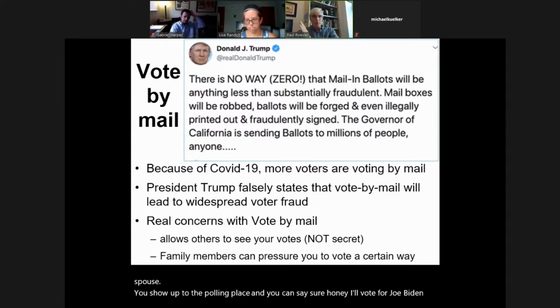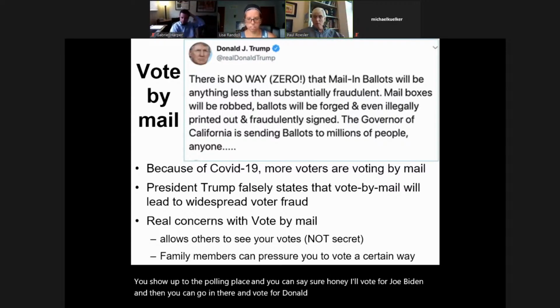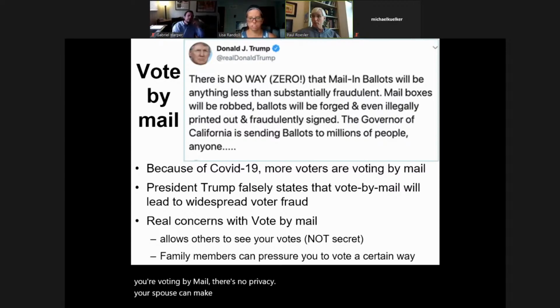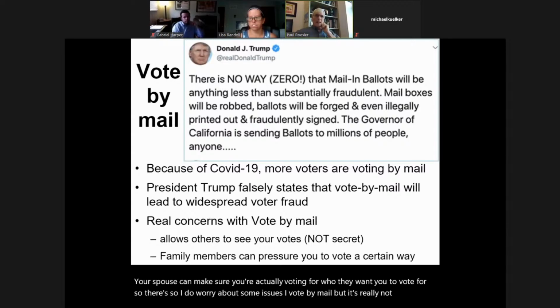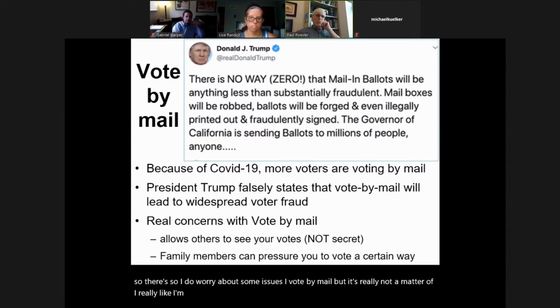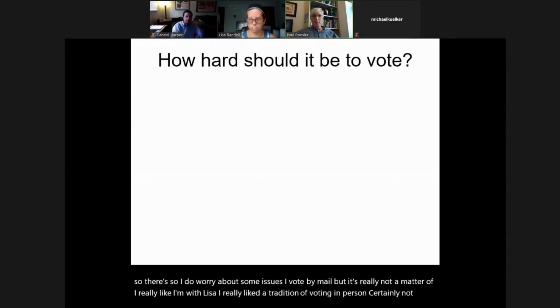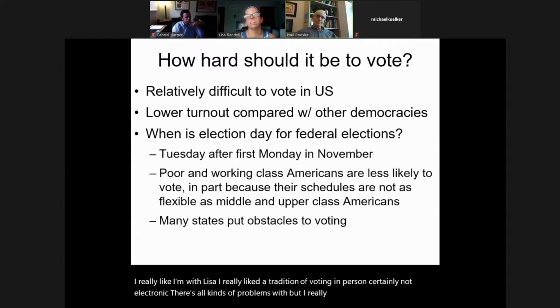And then you can go in there and vote for Donald Trump, or vice versa. Whereas if you're voting by mail, there's no privacy. Your spouse can make sure you're actually voting for who they want you to vote for. So I do worry about some issues of vote by mail, but I really like the tradition of voting in person, I'm with Lisa. Certainly not electronic. There's all kinds of problems with that.